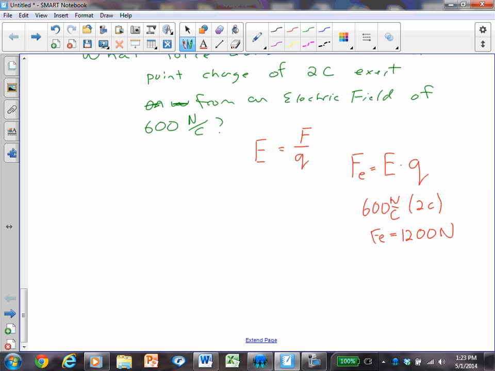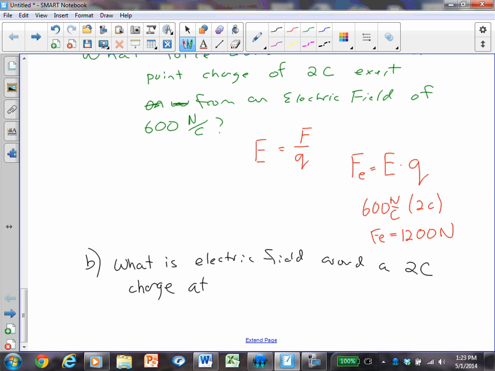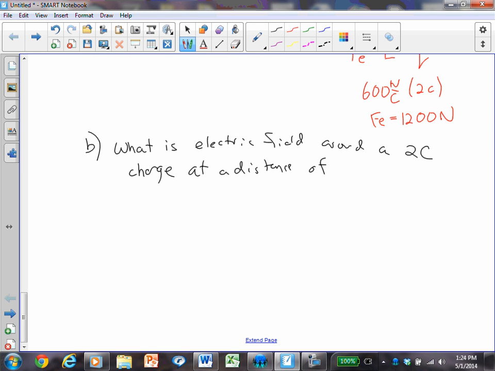How about, we'll call this B. What is the electric field around a 2 coulomb charge at a distance of 2 meters from the charge? How do we get that one?